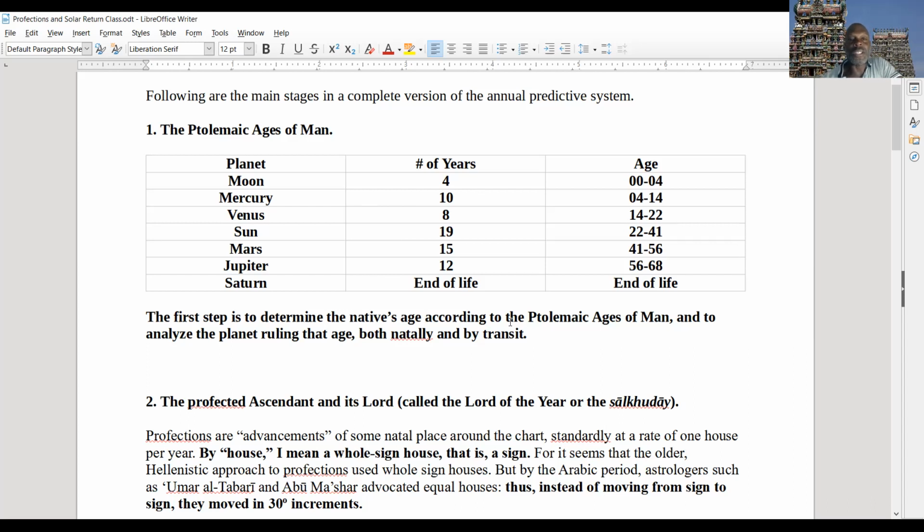Now, as you can see what it says, the first step is to determine the native's age according to the Ptolemaic ages of man, and to analyze the planet ruling that age both natally and by transit. So that's something that you're going to want to do. I've definitely found for the 2 readings that I did work with that it was coming.